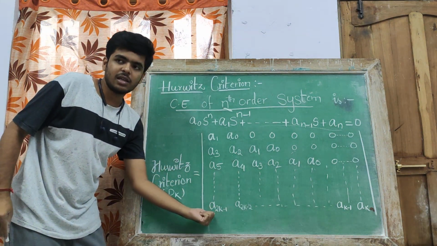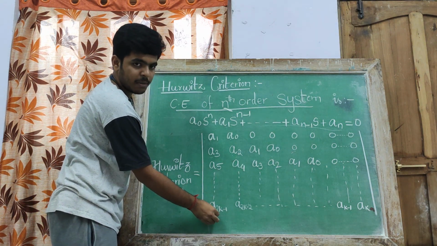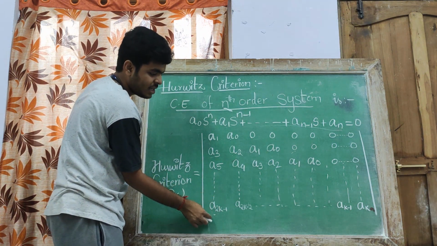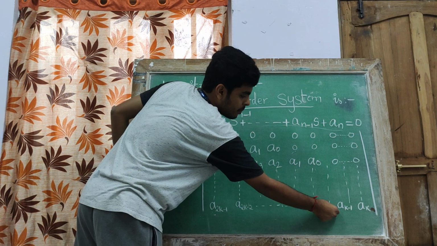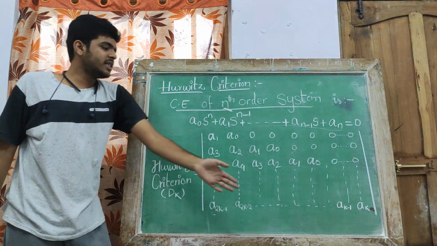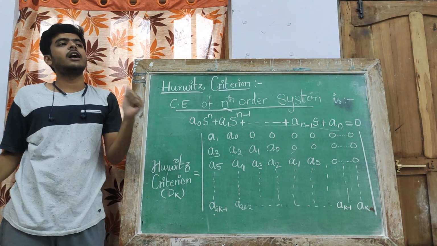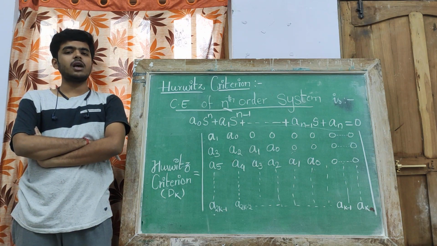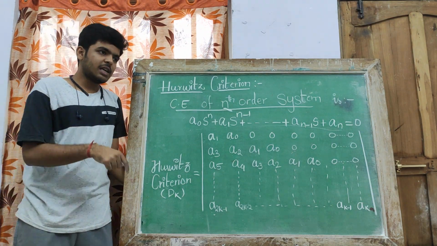Similarly, if we see the last row of this particular column, here it is a2k minus 1. It's an even term with an odd coefficient. After this, we write in sequential order: a2k minus 1, a2k minus 2, and so on up to a(k minus 1), and the last term ak. After that we do not write zeros, since it is the last term of the characteristic equation. For this matrix, we have to find the determinant. If the determinant is greater than 0, then the system is stable. If the determinant is less than 0, then the system is unstable.